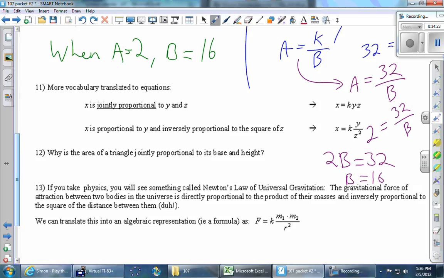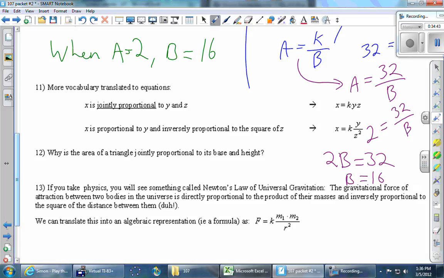Okay, let's pause right there. So the new phrase is jointly proportional. Jointly proportional just means you're going to be multiplying more than one variable. That's all it means. It's just like, is it direct proportionality or is it inverse proportionality? It's all multiplication. Which one is that?